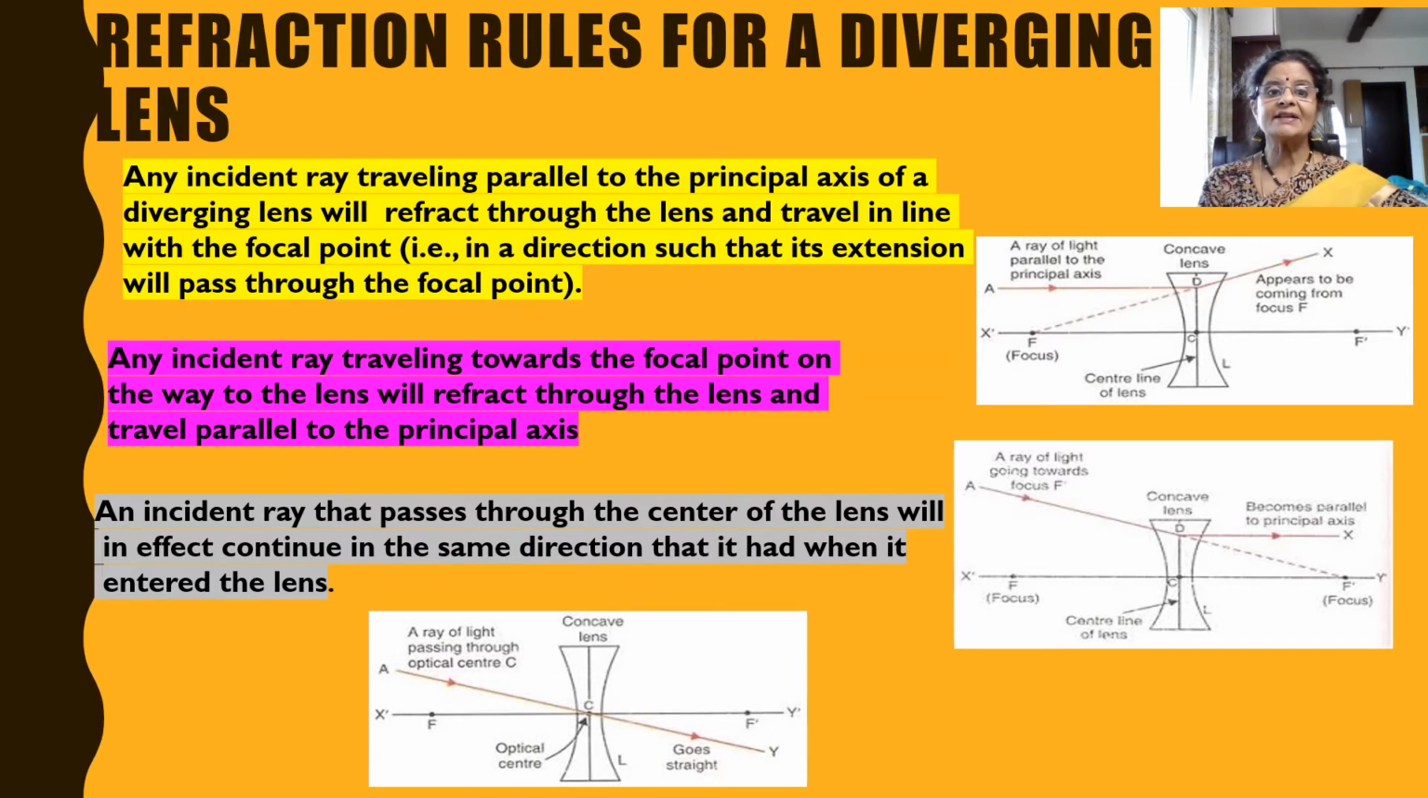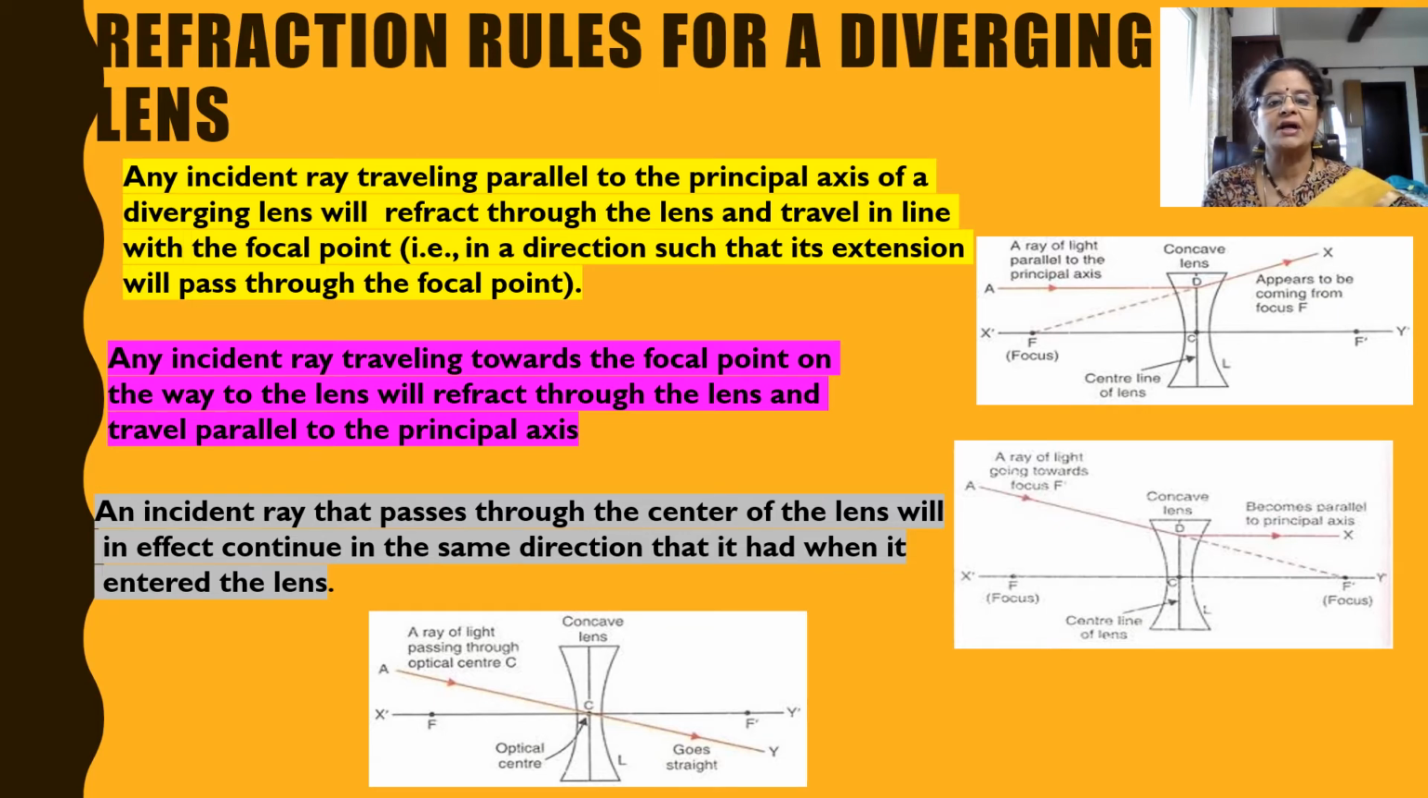Now let's understand the refraction rules for a diverging lens, that is concave lens. The first rule says that any incident ray traveling parallel to the principal axis of a diverging lens will refract through the lens and travel in line with the focal point. That is, in a direction such that its extension will pass through the focal point. Observe the picture, first picture.